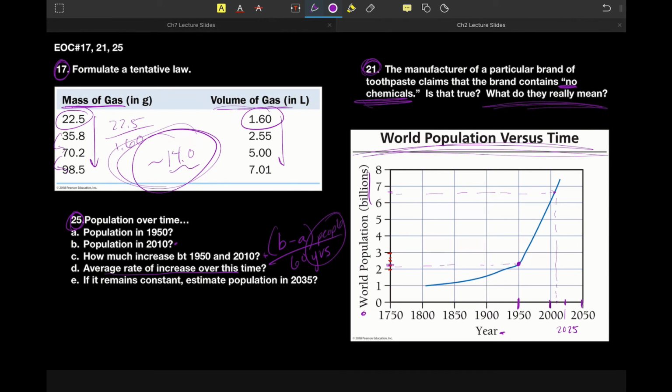And then if it remains constant, estimate the population in 2035. Well, from 2010 to 2035, that's a time lapse of what? 25 years, right? And then if this gives us people per year, I would take that and multiply it by 25 years. Yes, does that make sense?